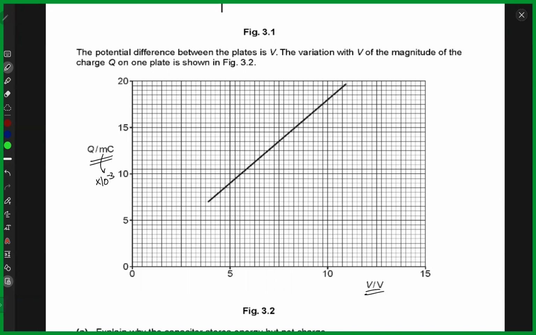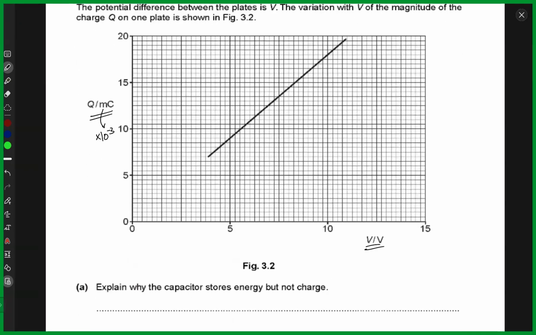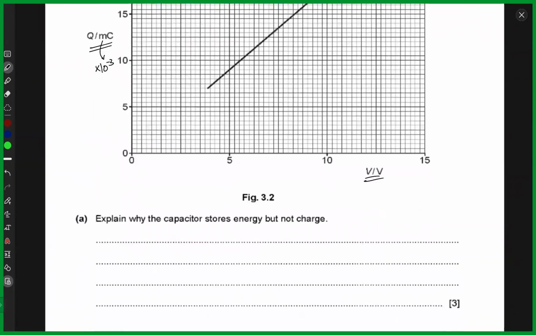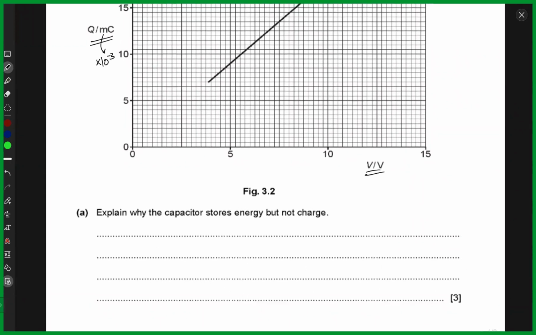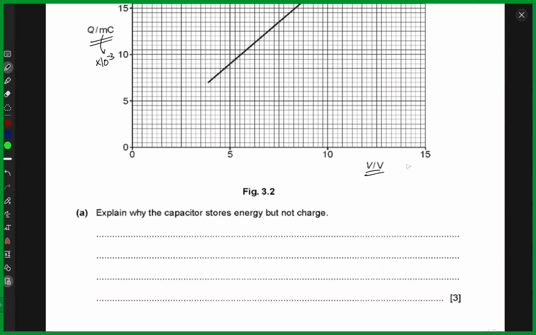All right. Now they're saying, in the first part, explain why a capacitor stores energy but does not store charge. As we saw in our lecture on capacitance, when we have these plates of the capacitor, one of them has positive charge, the other one is negatively charged, and they're connected to a battery, positive, negative.